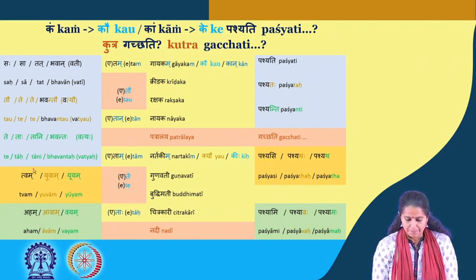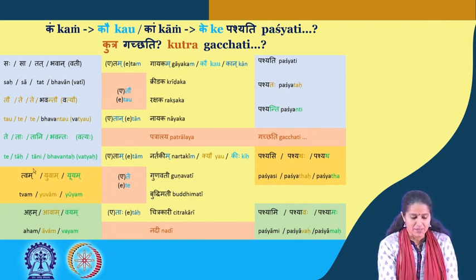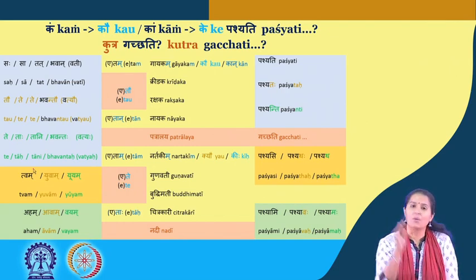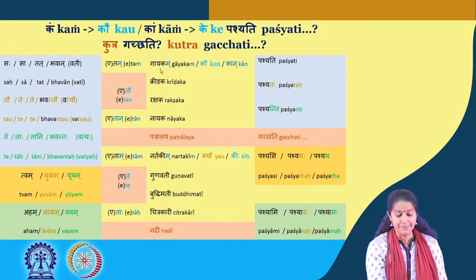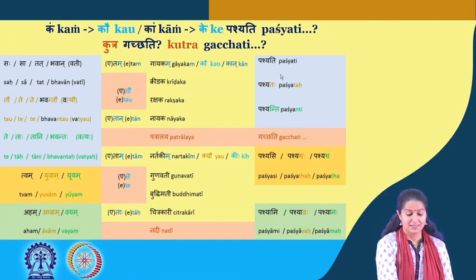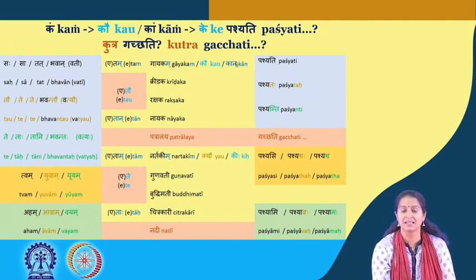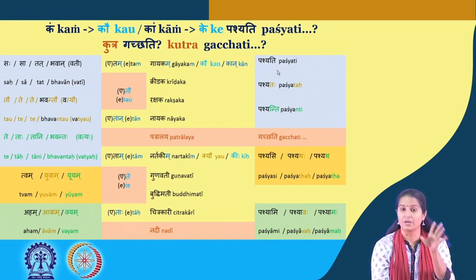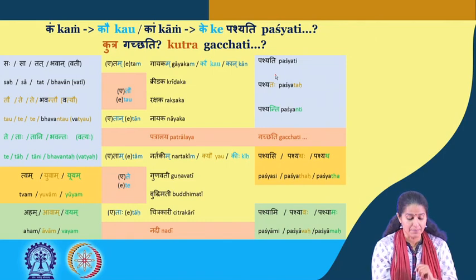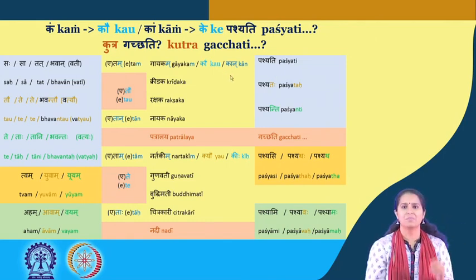So let's start. We have saha. We'll stick to the saha to keep life very simple. Okay, so saha tam gayakam pashyati. Now he sees the two of the singers. So saha tau gayakau pashyati. He sees many of them. Saha tan gayakan pashyati.